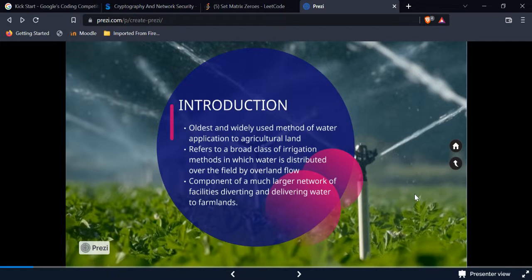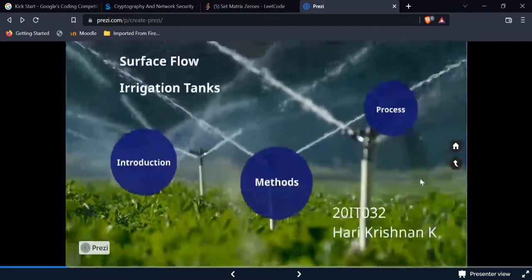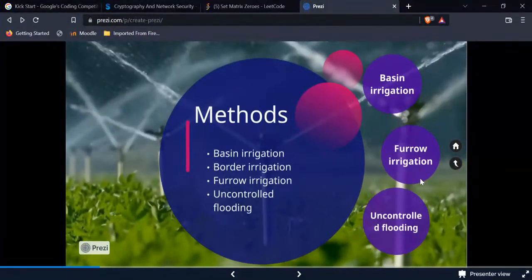The water front advance is dependent largely on the differences between the inflow onto the field and the accumulating infiltration into the soil. In addition, other factors such as field slope, surface roughness, and the geometry or shape of the flow cross section also influence advance rate. In this presentation, let us see in detail about surface irrigation. And the next one is methods involved in surface irrigation.